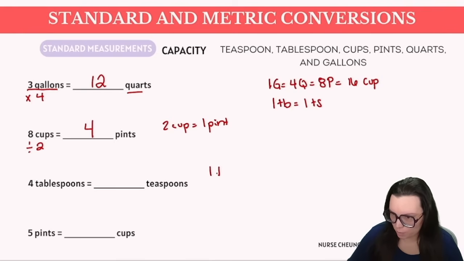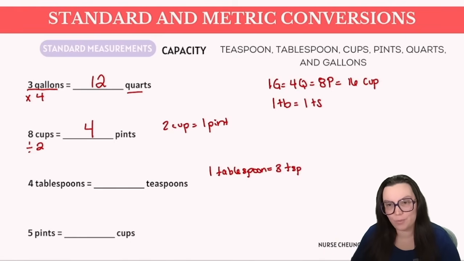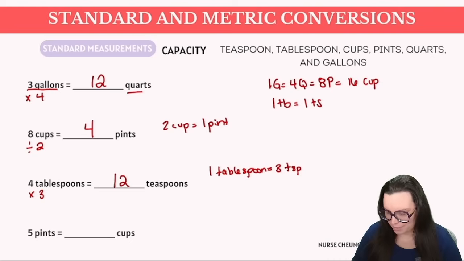So as we know, 1 tablespoon is equal to 3 teaspoons. So again, we're going from a larger number to a smaller number. We are going to multiply. So we are going to multiply our 4 tablespoons by 3, and that is going to give us our correct answer of 4 tablespoons is equal to 12 teaspoons.